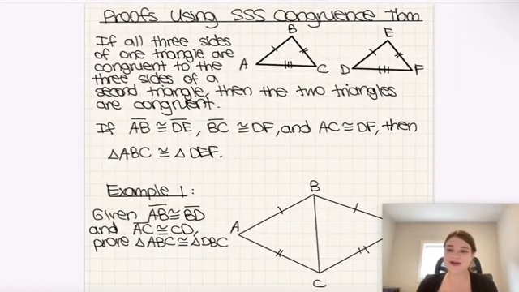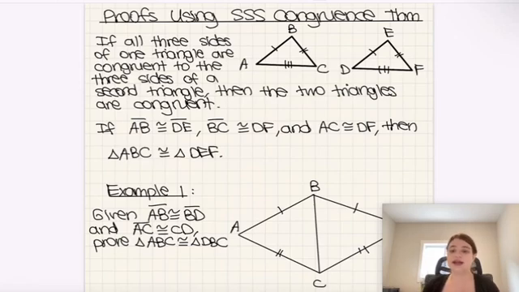Hello everyone, welcome back. Today we are going to be working on proofs using SSS congruence theorem. So what is SSS congruence theorem? Well, SSS stands for side, side, side, because essentially what the theorem says is that if all three sides of one triangle are congruent to all three sides of a second triangle, then the two triangles overall are congruent, right?